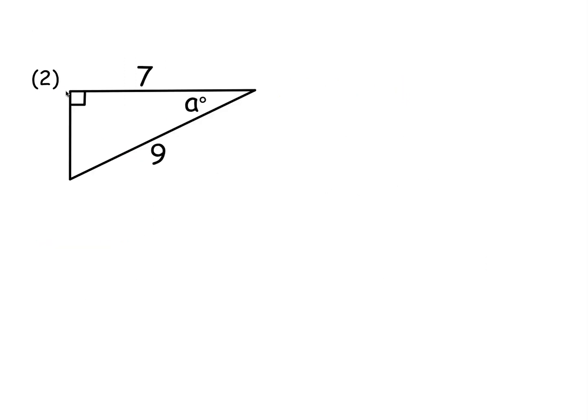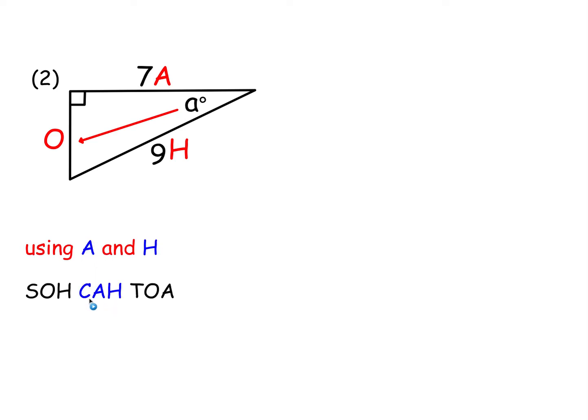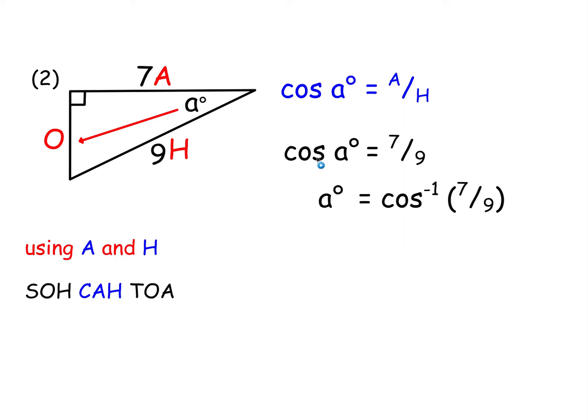Here's another example. Label the sides. H is opposite the right angle, and looking out from the angle, on the opposite blank side, is O. The adjacent is next to the angle, it's the 7, so we're using A and H. What uses A and H in SOHCAHTOA? The CAH bit, cosine is adjacent over hypotenuse. So cosine of A is adjacent 7 over hypotenuse 9. To get rid of that cos, you inverse cos. So you inverse cos 7/9, take the answer off the calculator and round it. Same four lines of working as before, it's just a different function.